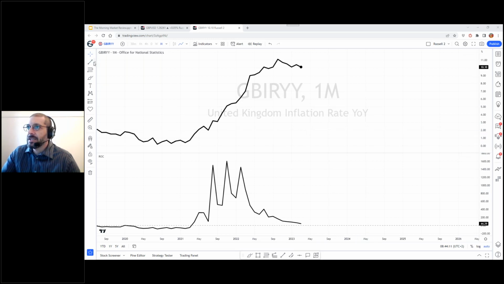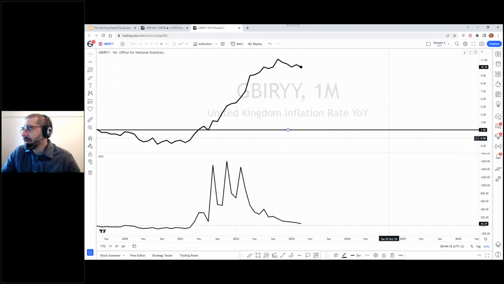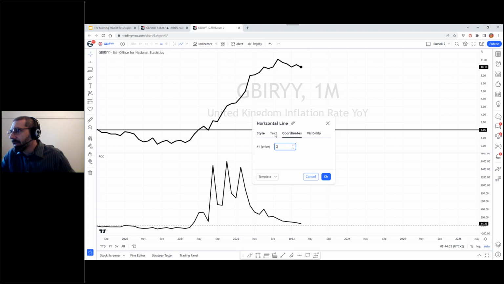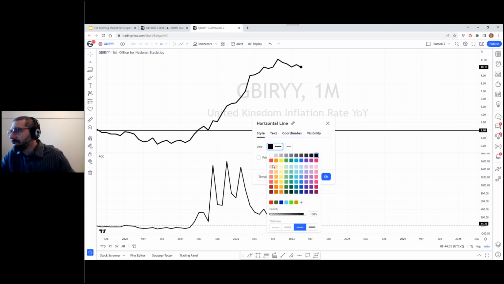Let's just put the target in. So there's a lot of daylight between where it is and where they want to get it to. Let's just make this red.